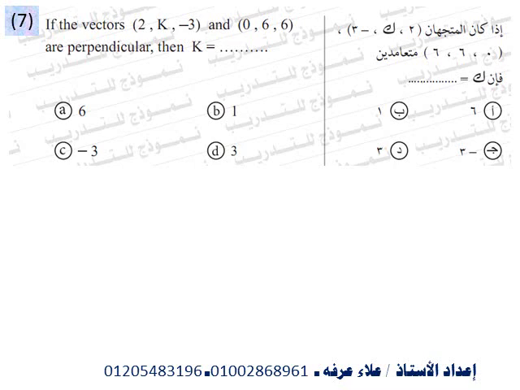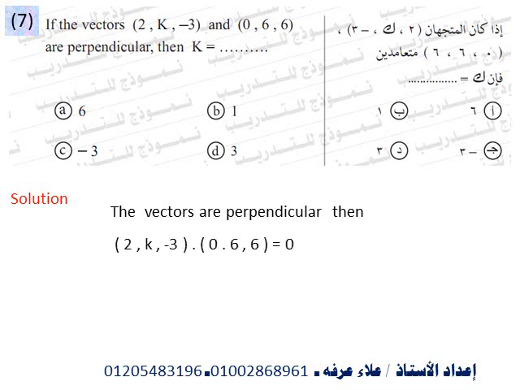If the vectors 2, k and negative 3 and 0, 6 and 6 are perpendicular, then k equals... If the vectors are perpendicular, then 2, k, negative 3 dot 0, 6, 6 equals 0. Then 6k minus 18 equals 0. Then k equals 3. We choose it.